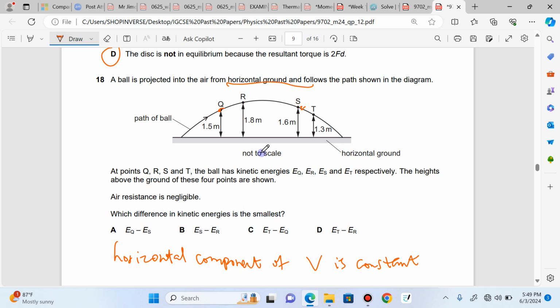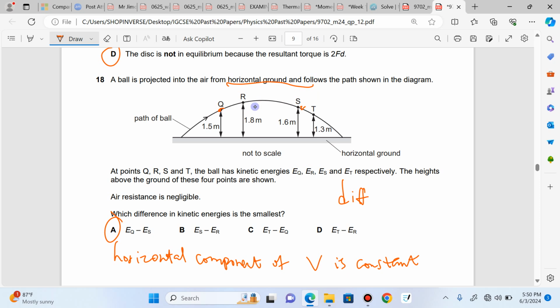Which difference in kinetic energy is smallest? EQ and ES are close to being equal, so this shows the smallest difference. Don't forget that we are taking the difference, okay? So this will really give you the smallest. It should be A. Because if you look at B, ES minus ER, kinetic energy at S is bigger than kinetic energy at R, so if you take the difference, you get a higher value.